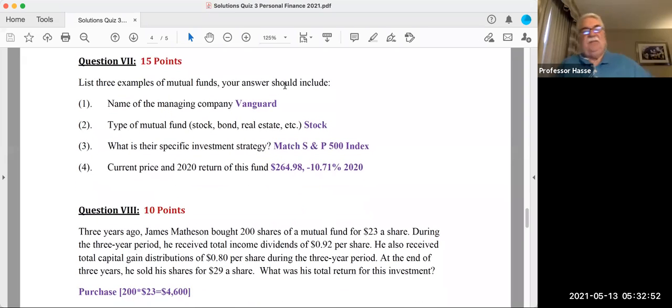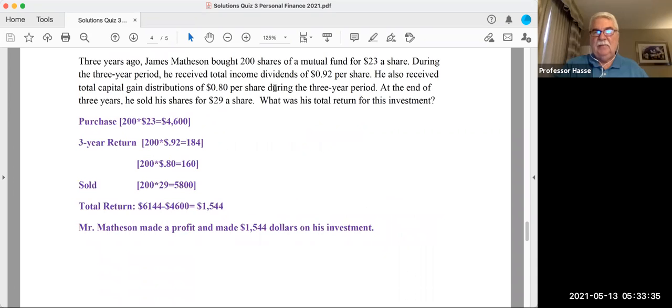This is one where some of us had some problems. I wanted you to find a mutual fund. There are thousands of them out there, but it was not a particular stock, but a mutual fund where they have a variety of stocks in those funds. For example, I picked Vanguard. It's a stock mutual fund. It has an investment strategy of the S&P 500 index. In other words, they purchase stocks in the S&P 500, and there's their current price and their current yield. So this is what I was looking for, not a particular stock, but a mutual fund where you can go in and buy a group of stocks in one.